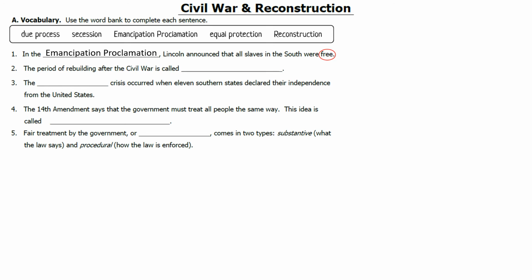The period of rebuilding after the Civil War was called blank. Well, the key word there is rebuilding. So use that word rebuilding to help you pick the correct word from up top. I'm going to help you out and pick out the keyword for our next one. The blank crisis occurred when 11 southern states declared their independence from the United States. And that important one is declared their independence. By declaring their independence, what were they doing? They were doing something, and pick from those remaining words.